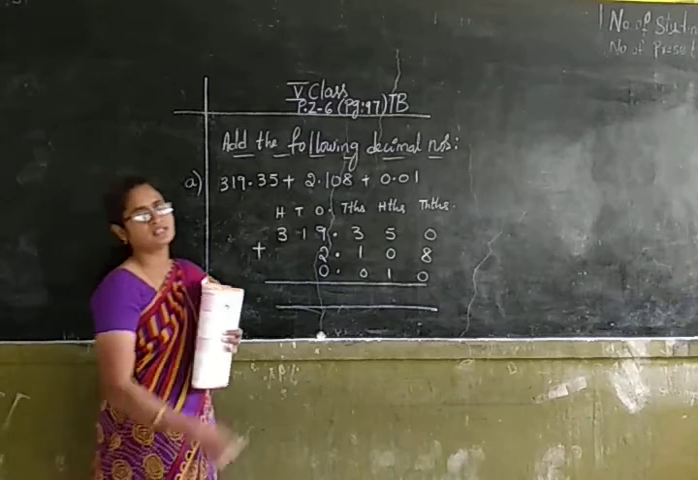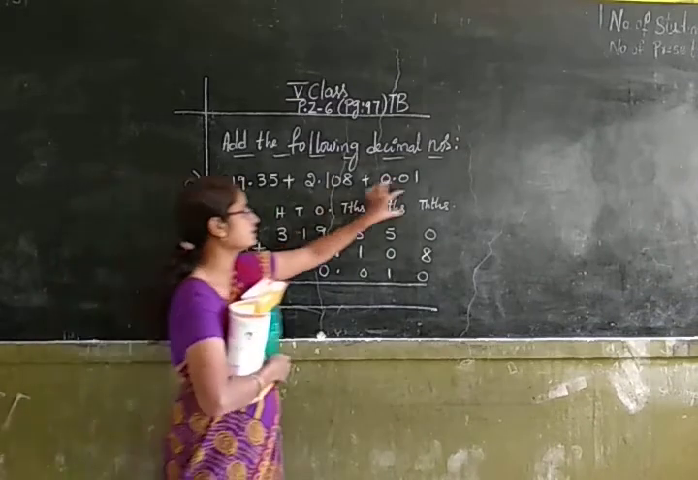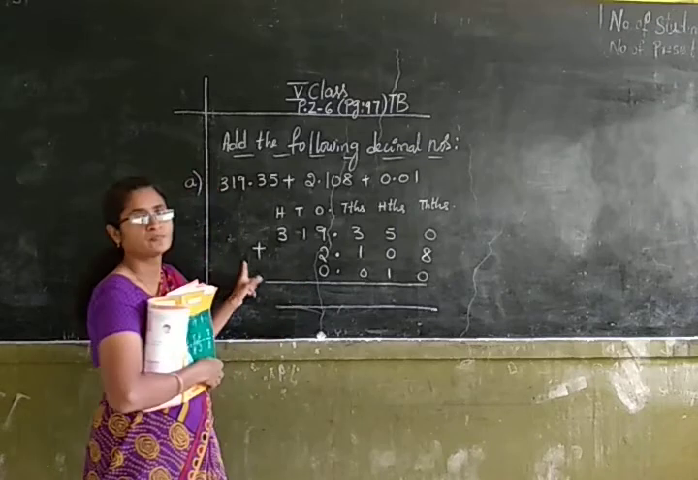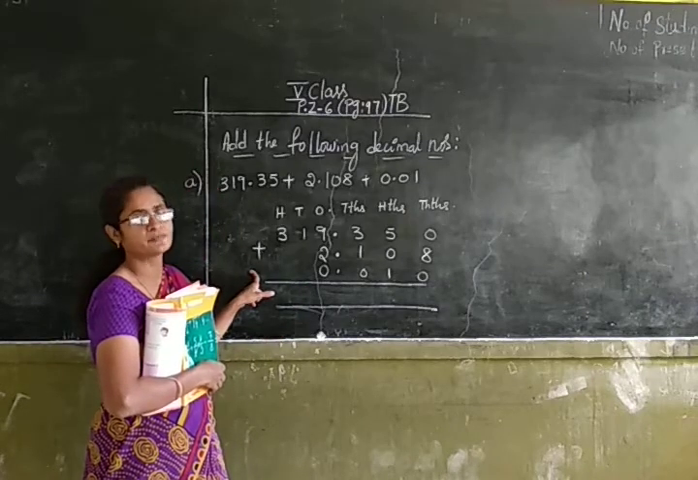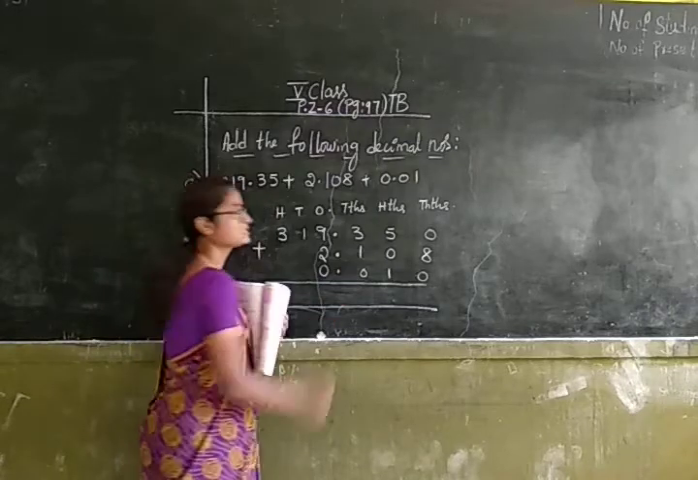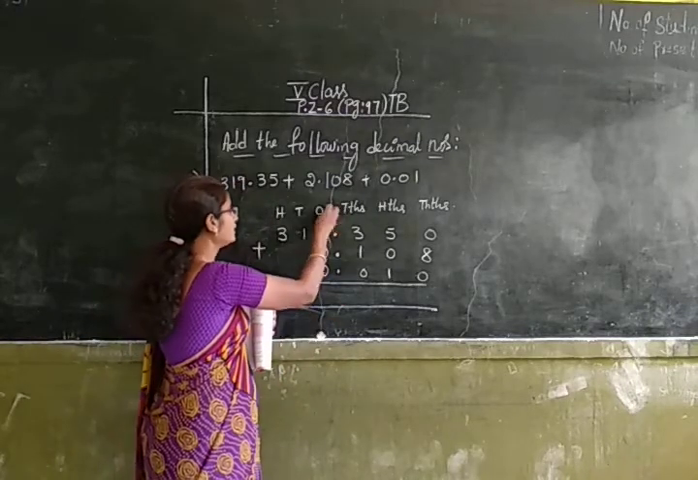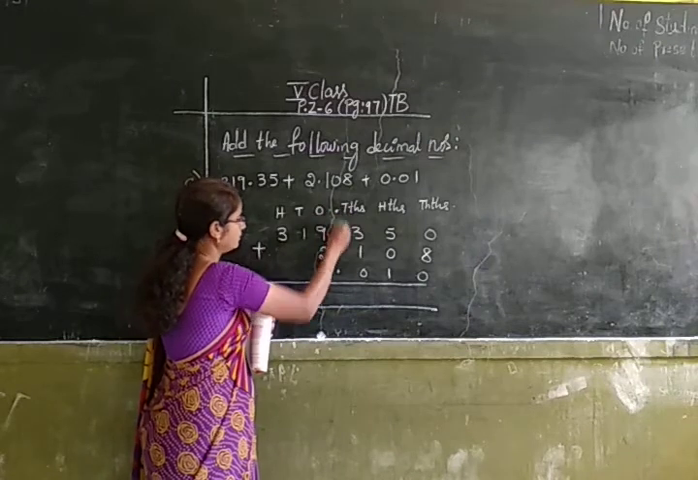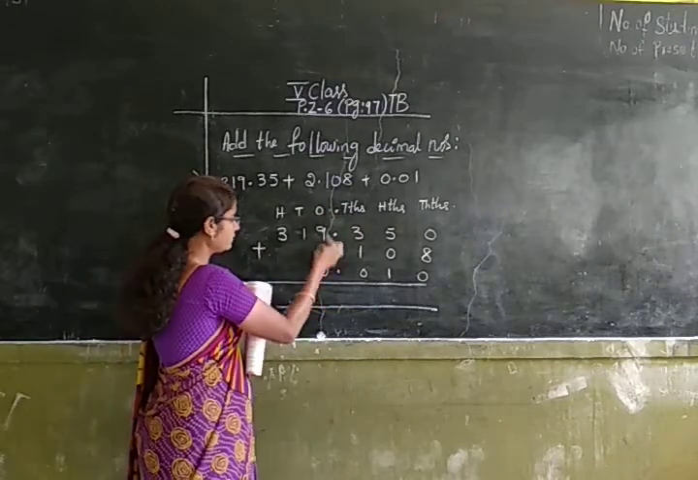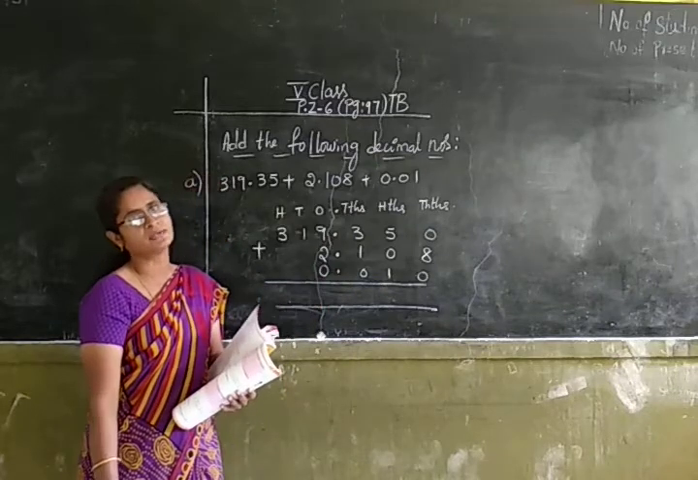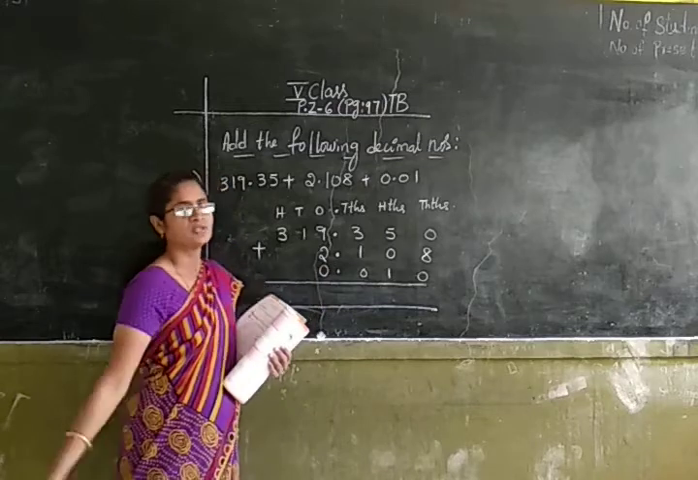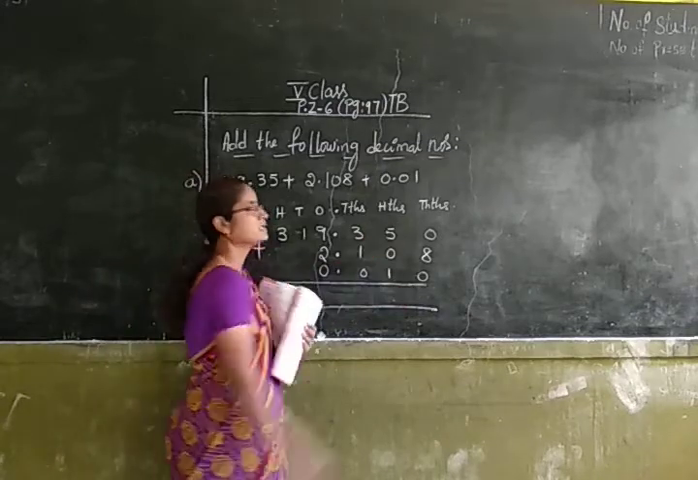Did you understand children? First you have to write the places, arrange the numbers in columns, and then put the symbol for addition, which is plus, and start adding the numbers. Before adding the numbers, check whether all the points are in one column. All the points are in one column. So all the points are in one column, which means you have arranged the numbers correctly.